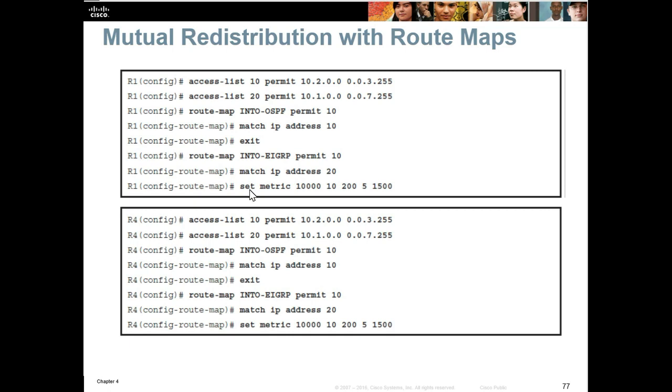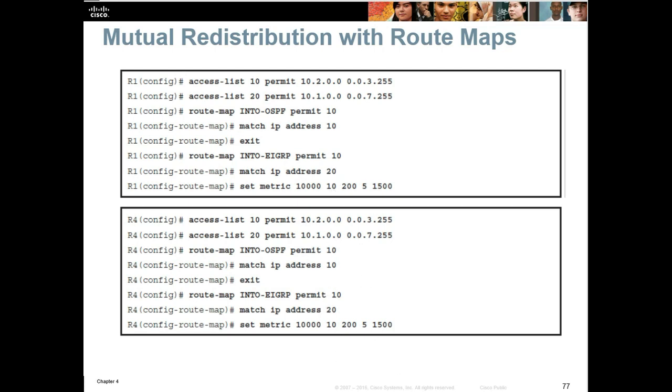Okay, so we set a metric for this EIGRP external routes using these numbers. Okay, so yang ni ada match saja, there is no set statement. Yang ini ada set statement ataupun set action. Okay, so kita apply dekat dua-dua lah. Okay, router 1 and router 4. Okay, they are the same.